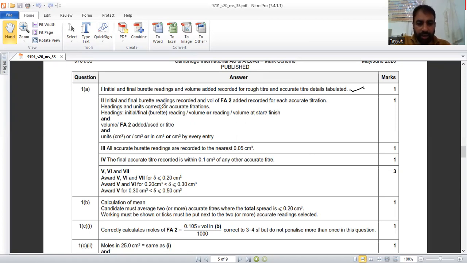Okay, initial and final burette readings recorded and volume of FA2 added, recorded for each accurate titration. For each titration, you have to do this. Headings and units correct for accurate titration. Yes, this is very important. Students usually miss headings and units as well. This will be explained next as well. Headings may be initial, final, burette readings. I will show you how I draw a table for you. You may copy it and make it during your exam.